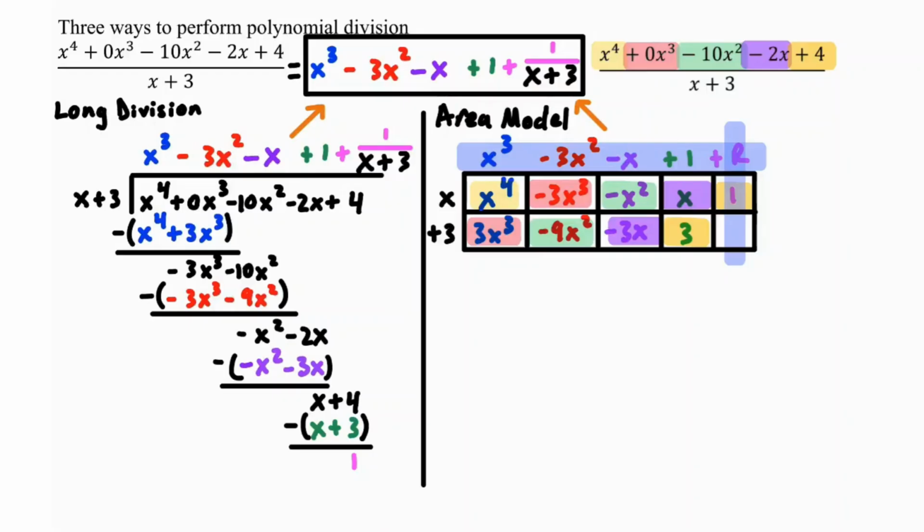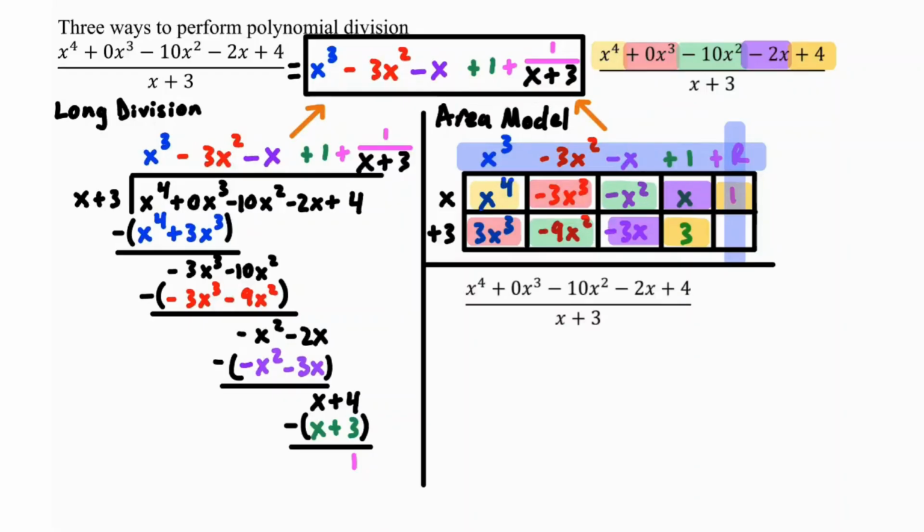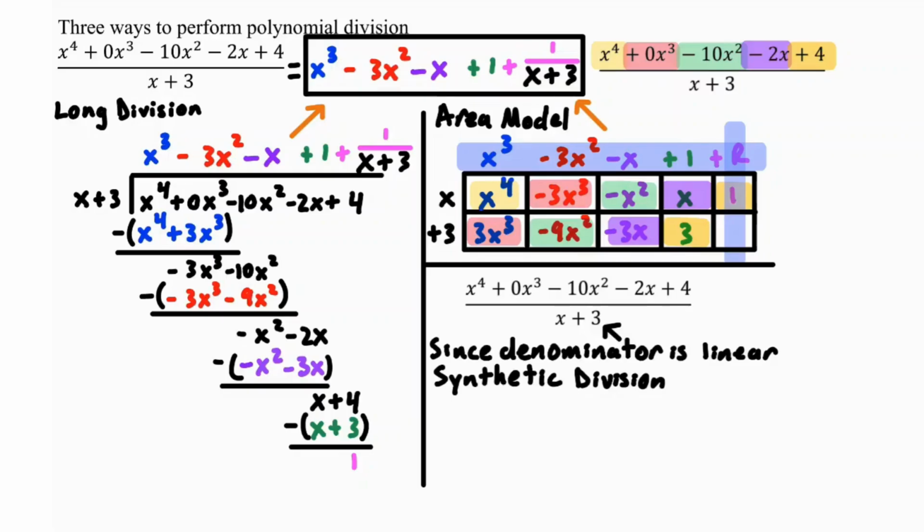For the final way to perform polynomial division, we'll look at the task again. Since we're dividing by x plus 3, we'll notice that the denominator is linear, and so we can use something known as synthetic division. So we'll start with that denominator, x plus 3, set it equal to 0. Solve for x, we get x equals negative 3.